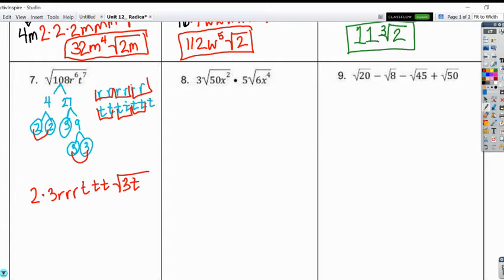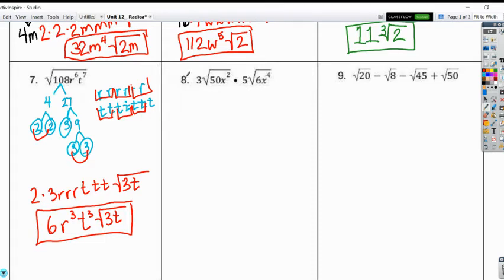So now we just have to simplify and put it together. 2 times 3 out in front is going to give us 6. R to the third power, t to the third power, and this is all times the square root of 3t. That's our simplest form.